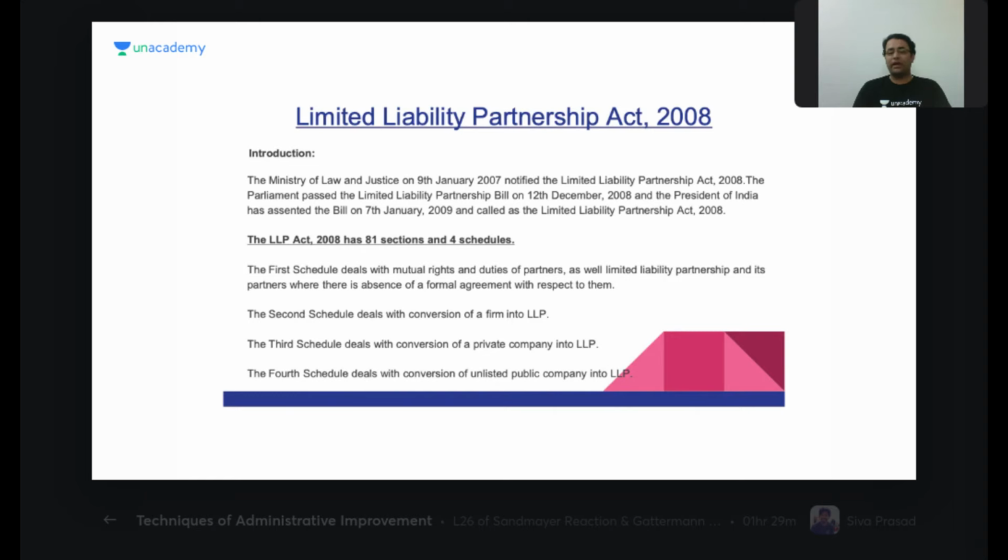Now what do you mean by unlisted public company? An unlisted public company simply means a public limited company that is not listed on the stock exchange. If it is listed on the stock exchange, it will be called a listed public company. Okay, so the fourth schedule deals with conversion of unlisted public company into LLP.